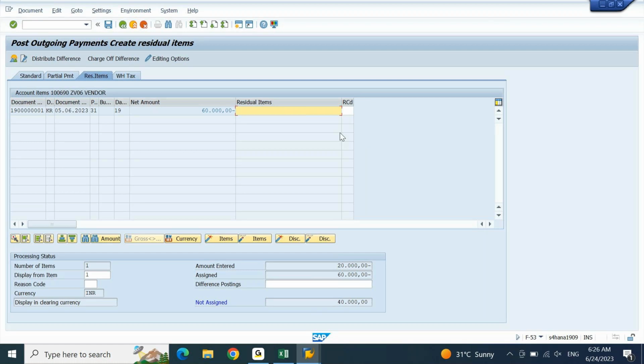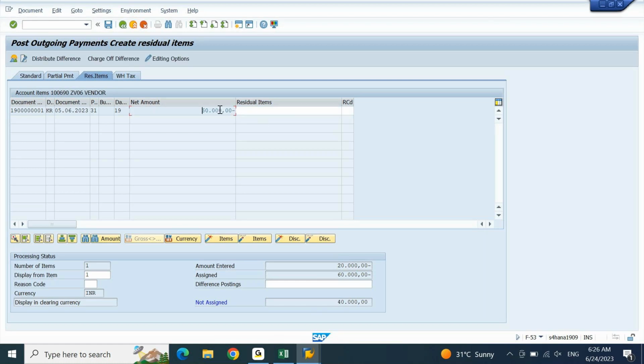Let me remove it, press enter. Put 0. Now if you see here, amount entered is 20,000, assigned is 60,000. Let me untick this.